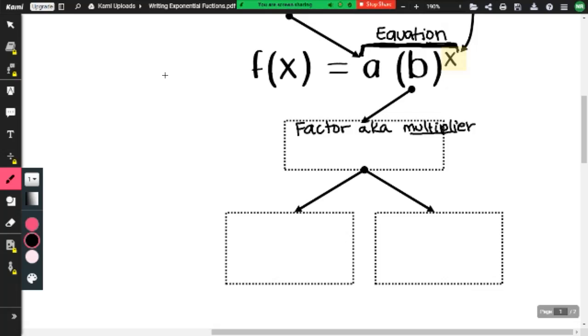Now, the only way to get the factor, if you have words such as half, we've seen the word half, we've seen the word double.